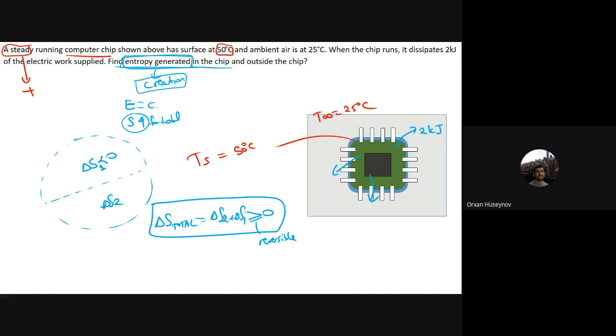Okay, now we have this process here, which has a surface temperature of 50 degrees Celsius and surroundings at 25 degrees Celsius. Now we have to find the entropy generation. To find the entropy generation, first I need to select my system, which will be the chip itself. So I have the system, which is the chip here.